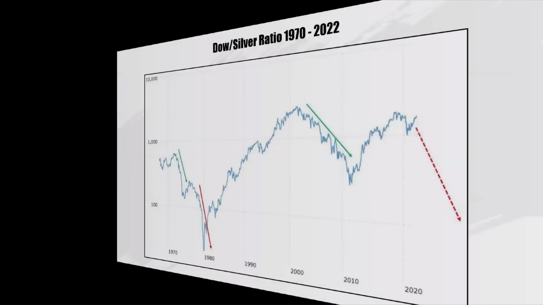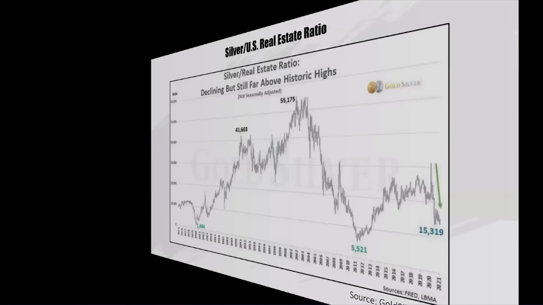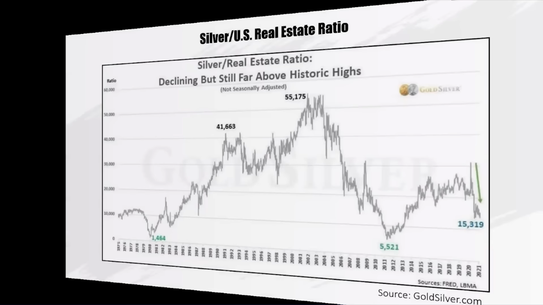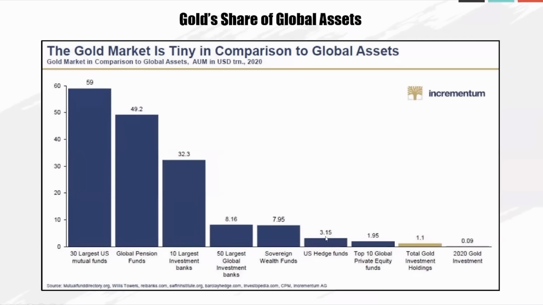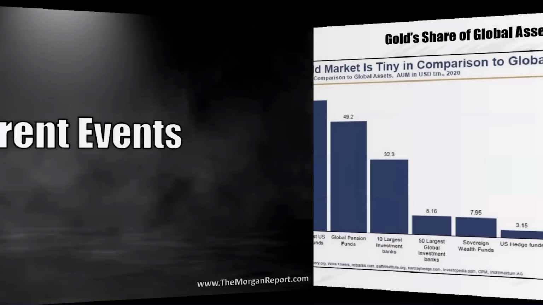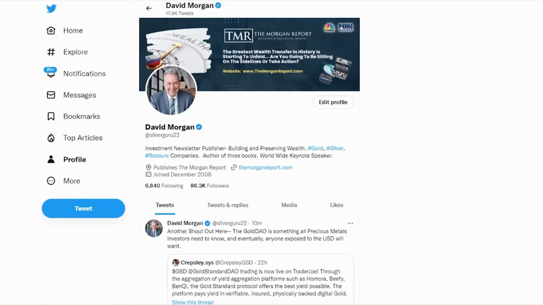Silver is undervalued relative to the stock market. Silver is undervalued relative to the real estate market. The amount of gold and silver, but I'll just talk gold, that's what this chart says, is all of investment holdings. You look at what's going on in mutual funds, pension funds, investment banks, et cetera. You know, 1.1% is pretty small. So if that just doubled to 2% move into gold, it would certainly have an effect on price and a significant one.